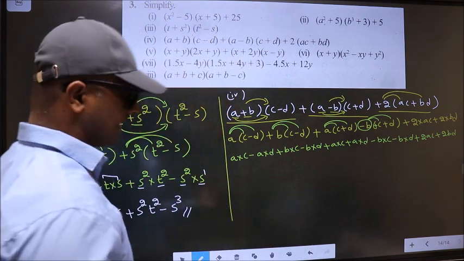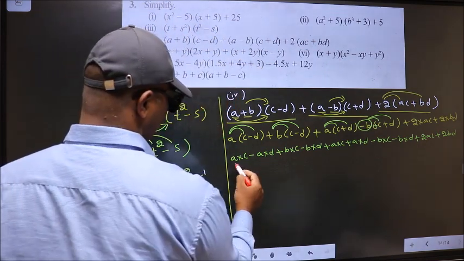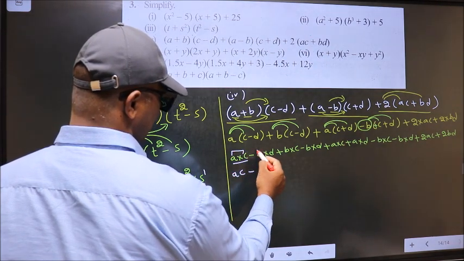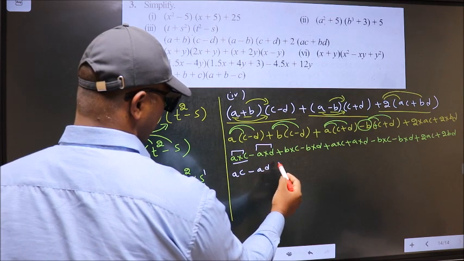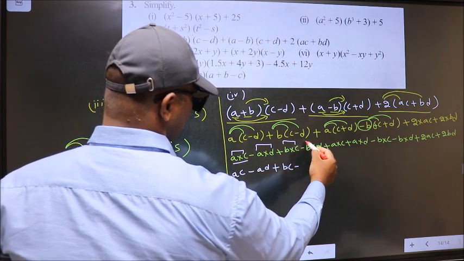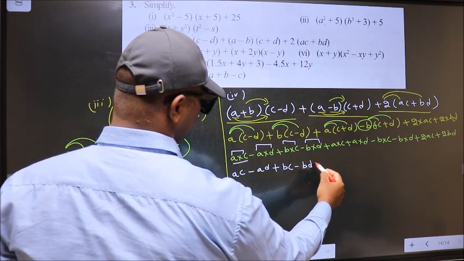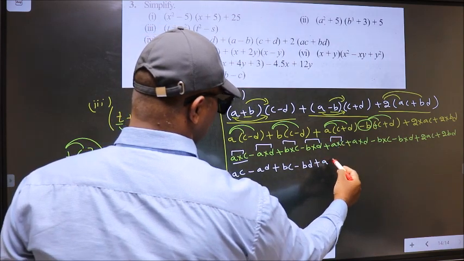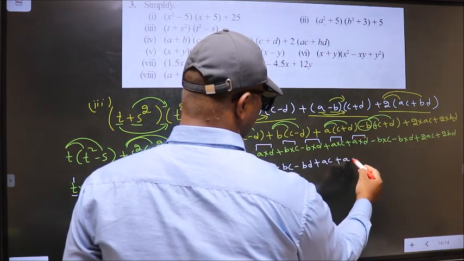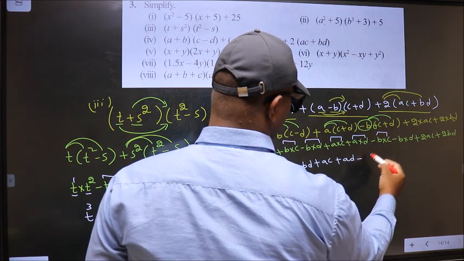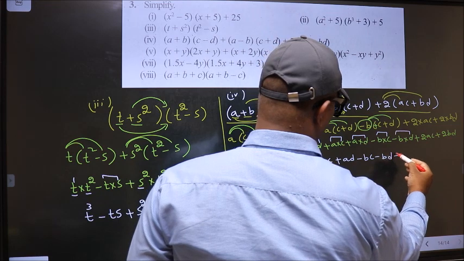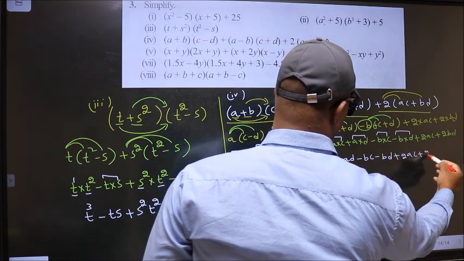Okay. Next. Now here these two letters are different, so you will get AC, minus these two letters are different, so it is AD, plus these two are different, so BC, minus these two letters are different, so BD, plus these two letters are different, AC, plus these two letters are different, AD, minus these two letters are different, BC, minus these two letters are different, BD, plus 2AC plus 2BD.